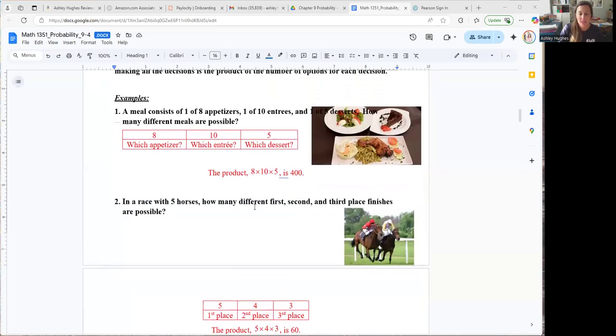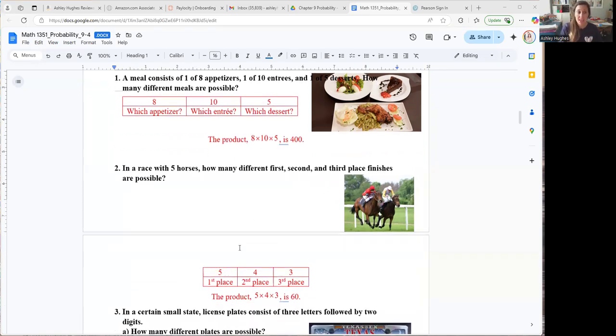In a race with 5 horses, how many different first, second, and third places are possible? So this one you have to be a little careful since we're taking a place. If one horse is first place, he can't also be second place. So you see here that it's 5 times 4 times 3, simply because a horse can't be multiple places. One of them is chosen for first, and then one of them is chosen for second. So then you have 3 possible options left to be chosen for third. You multiply those together to get 60.